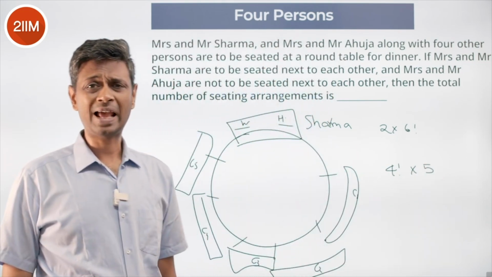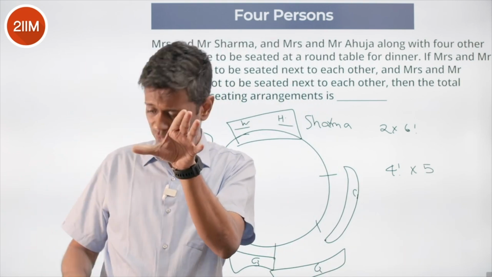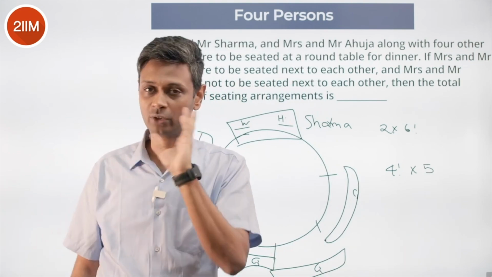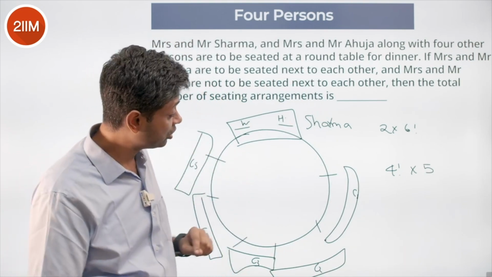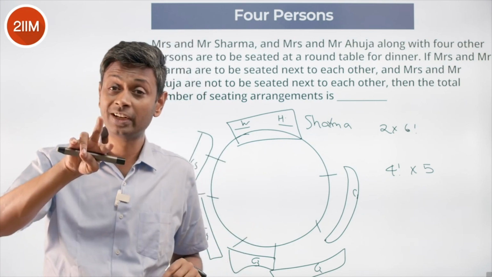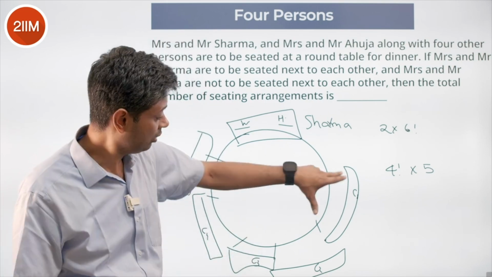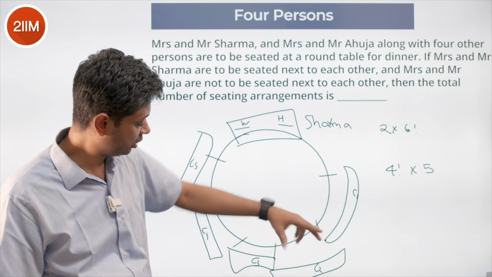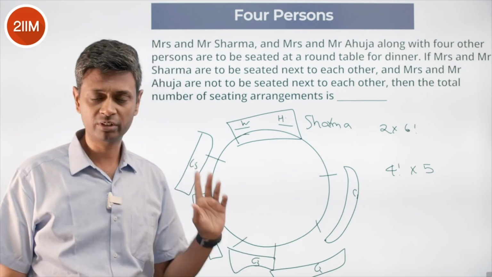Why 4 factorial? After I have put Mrs. and Mr. Ahuja, 4 seats are remaining, 4 people, 4 factorial ways. Why 5? Mrs. and Mr. Ahuja could be seated next to each other in 5 different combinations. 1 and 2, 2 and 3, 3 and 4, 4 and 5, 5 and 6.